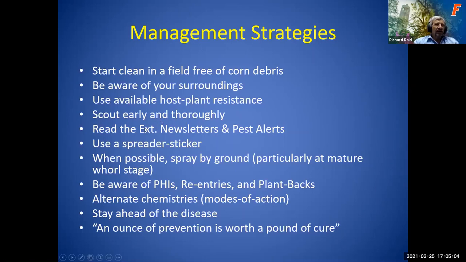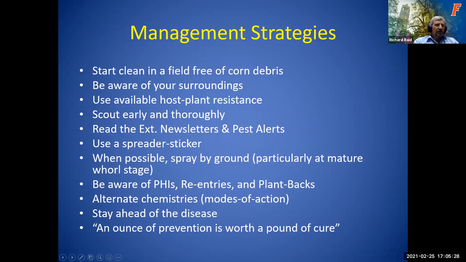Craig and Gene McAbee over the years have done an excellent job with their extension newsletters and the pest alerts. Pay attention to those. Oftentimes they contact us to know what's going on, and that way you'll know what's going on and maybe be ahead of the game in terms of your own crop.